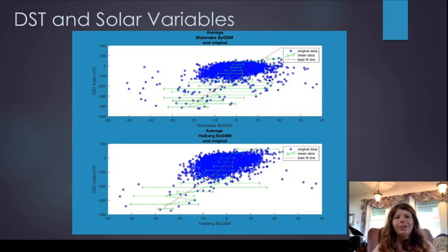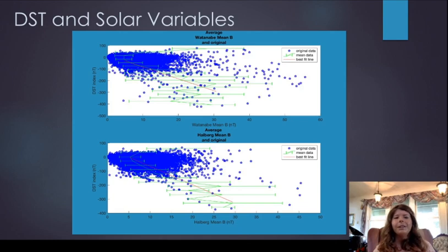Once we had our correlations, we went ahead and plotted the solar variables against the DST index. We plotted the Watanabe and Hallberg datasets separately because their timelines were separate and we wanted to simplify the process. The graphs on screen have a plot of the original data in blue, an average set of data in green, and a best fit line in red. The graph on screen currently is from the BZ-GSM variable. As you can see, there really doesn't seem to be much of a linear aspect to this plot.